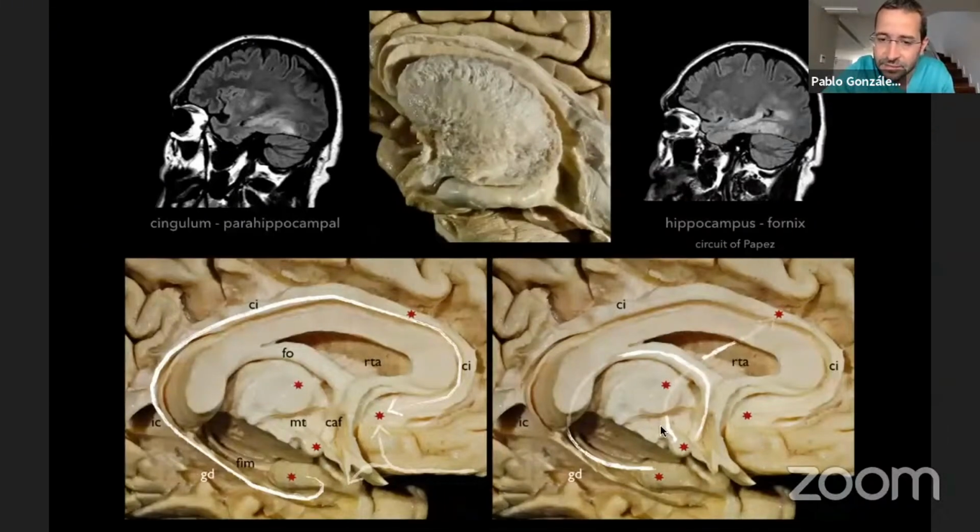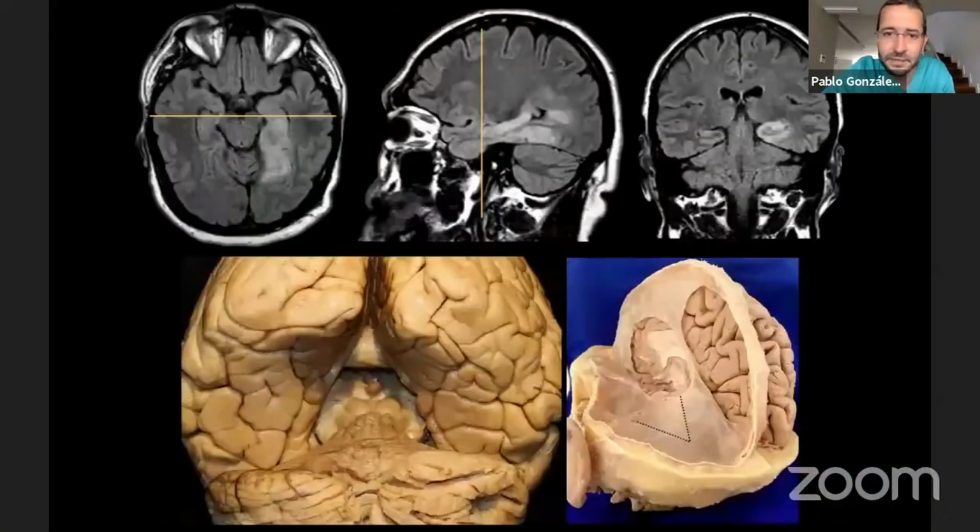But also we have an intraventricular belt made by the hippocampus with the fornix, and finally the circuit of Papez connecting the fornix to the mammillary body, and finally spreading through the mammillothalamic tract to the anterior nucleus of the thalamus. And this is where the tumor is growing. So the tumor is growing in two different limbic belts. So that's why this approach is fantastic in order to remove a tumor like this.